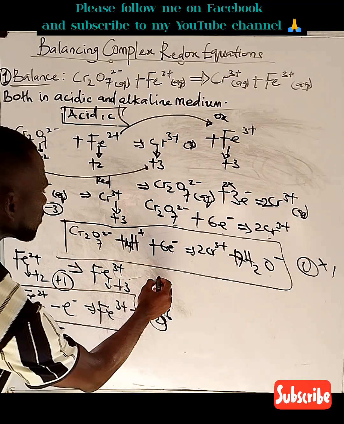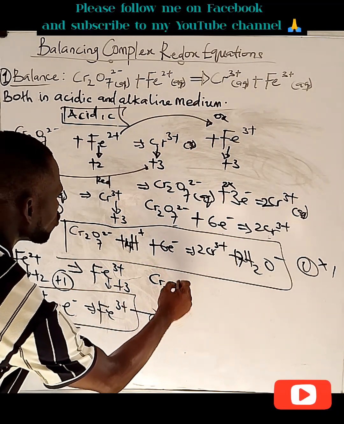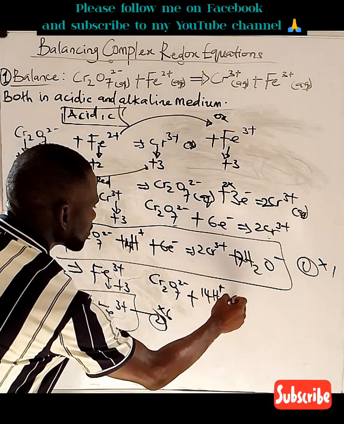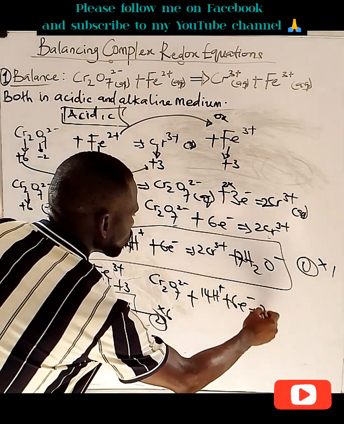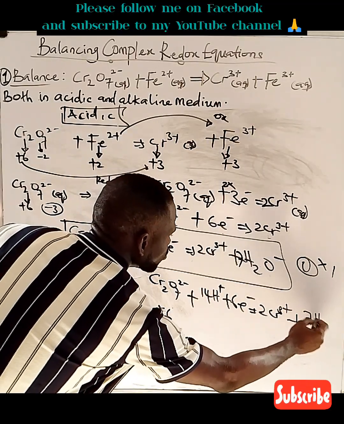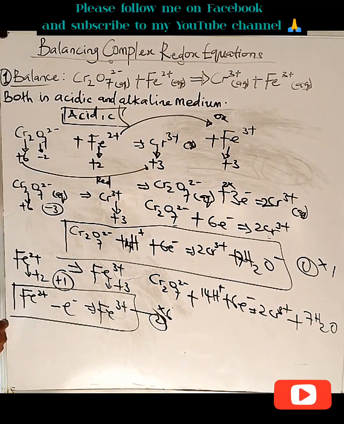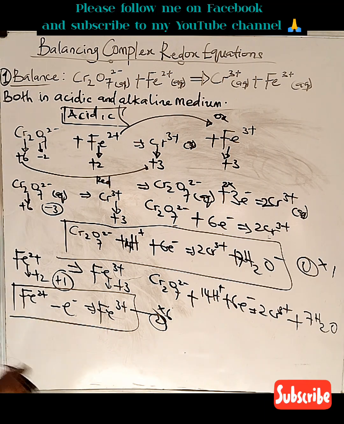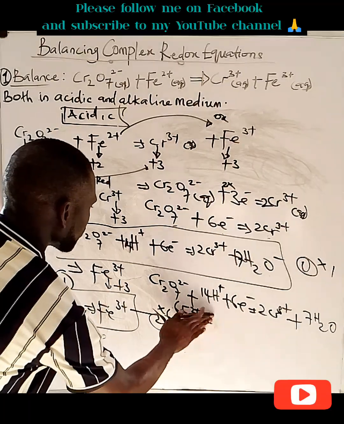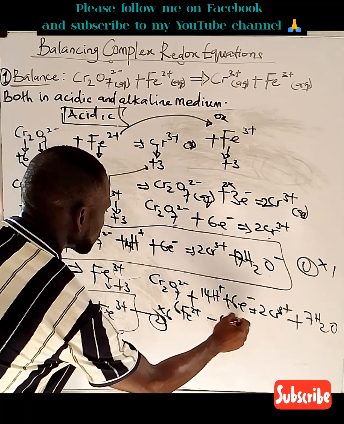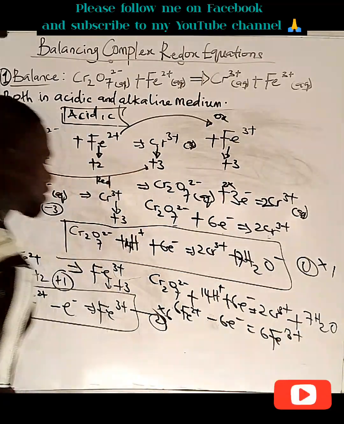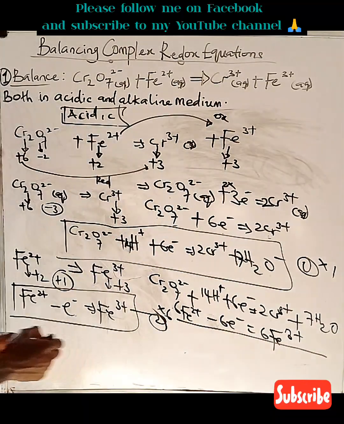So 1 times all this will give us Cr2O7 2-, plus 14 hydrogen ions, don't forget, plus 6 electrons equals 2Cr3+ plus 7H2O. That's what we have then. 6 multiplies all this, we end up having 6Fe2+ minus 6 electrons equals 6Fe3+, like this. So we have everything well set out.